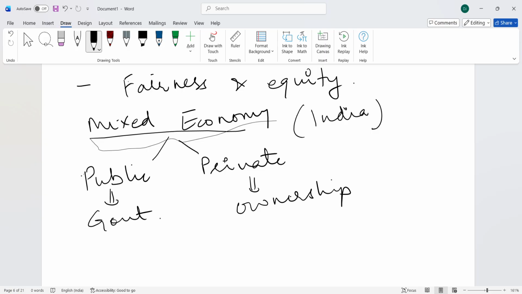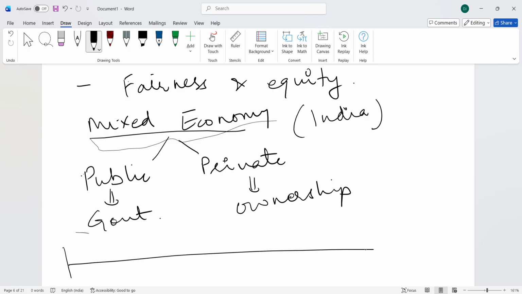So there are a few areas which are open for private ownership. That is, you produce the way you want, you use the technology the way you want, but the government is there to supervise or just keep a check, and some sectors are still under government control. This is what we call a mixed economy.